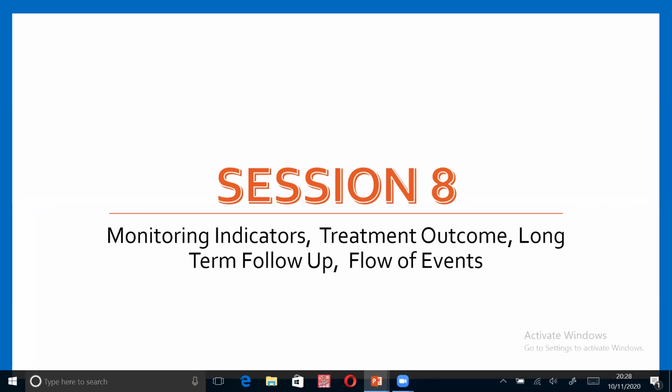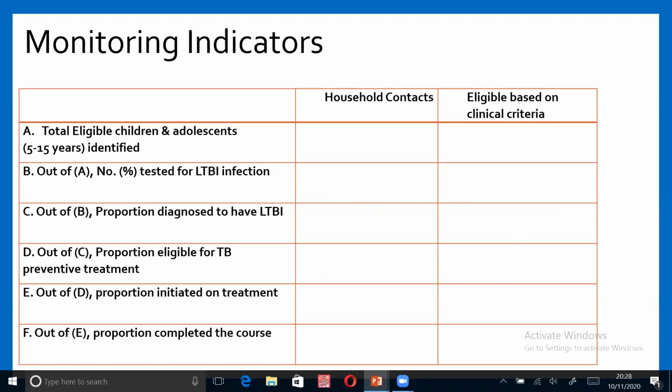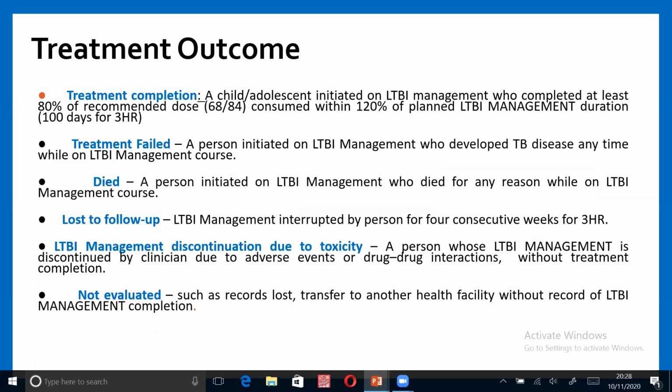I think regarding the monitoring indicators, I don't think I'm asked to speak, but still, these are the monitoring indicators which MOPHC will be making, and there are treatment outcomes. Treatment completion means a child or an adolescent who has been initiated on LTBI management who completes at least 80% of the dosage regime. That is, of the 3 months, which is 84 weeks, at least 68 weeks, if they are consumed, then it is taken as treatment completion.